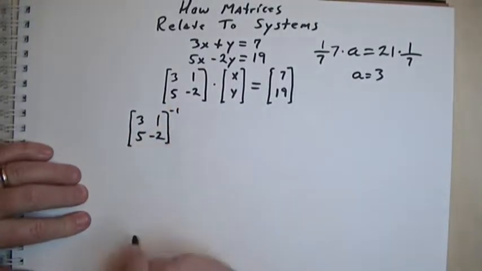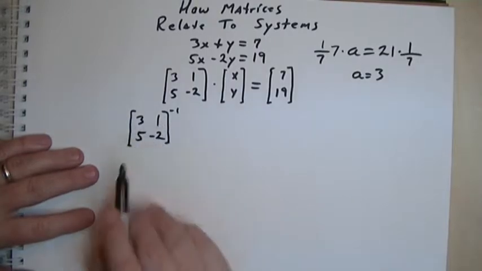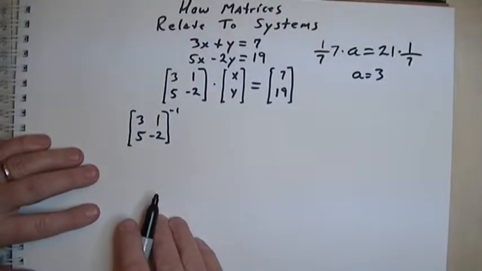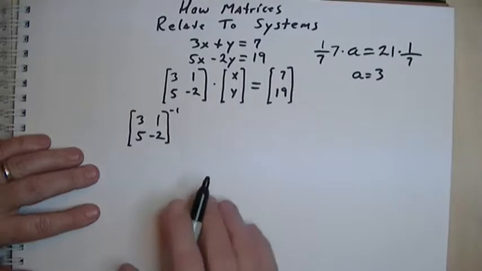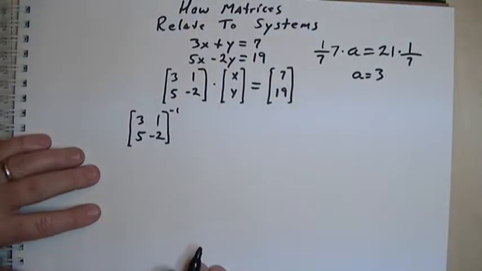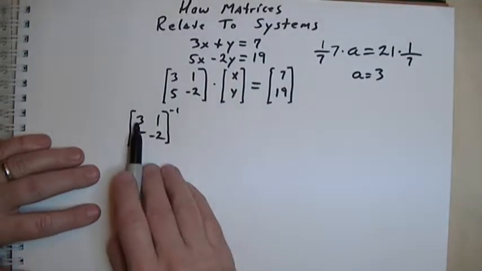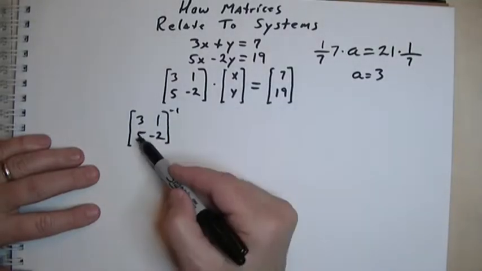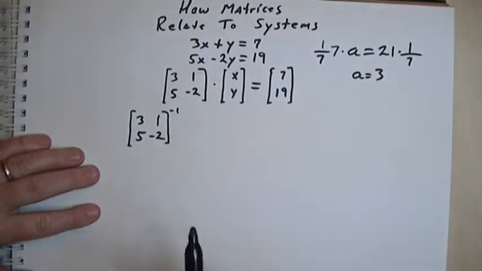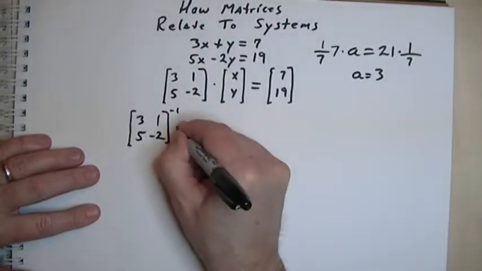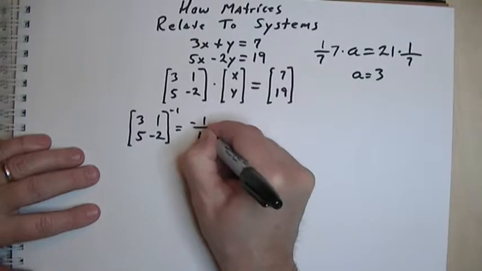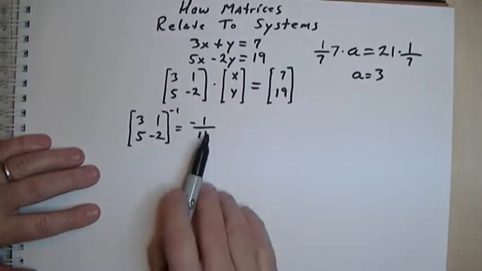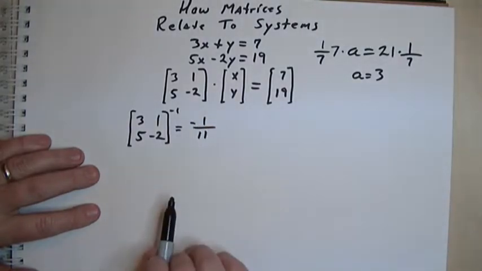And if you remember, when we're finding the inverse, the first thing we have to do is calculate the determinant. If the determinant is 0, then we can just stop because there is no solution. If it's not 0, then we can just keep on moving on. So let's do 3 times negative 2 is negative 6. 5 times 1 is 5. Negative 6 minus the 5 is negative 11. So now we have negative 1 over 11. I could have put the negative down here, but it's just better to write it with the numerator.